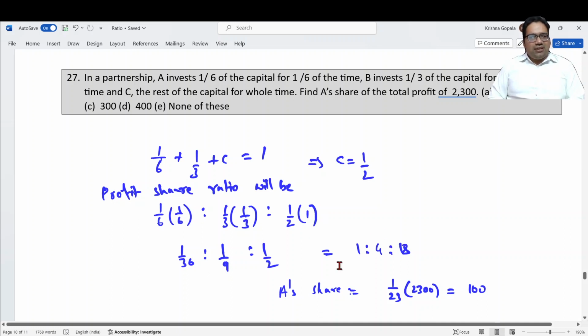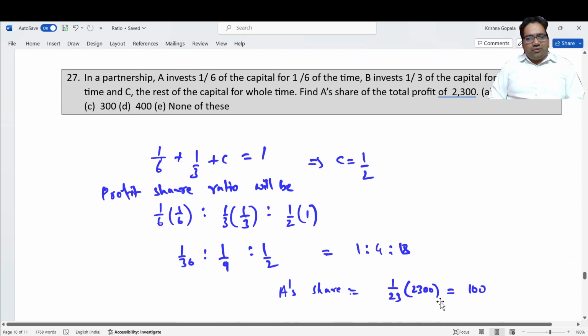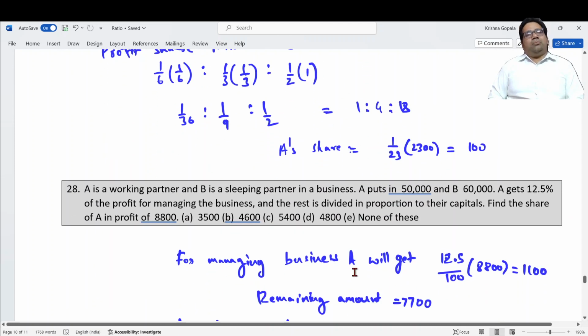Right. What is A's share? A's share is 1 by 1 plus 4 plus 18. Right. 1 by 23 into what is the total amount? The total profit is 2300. So 1 by 23 into 2300 is equal to 100. Right. So A's share will be 100. Good. Let's take another problem.